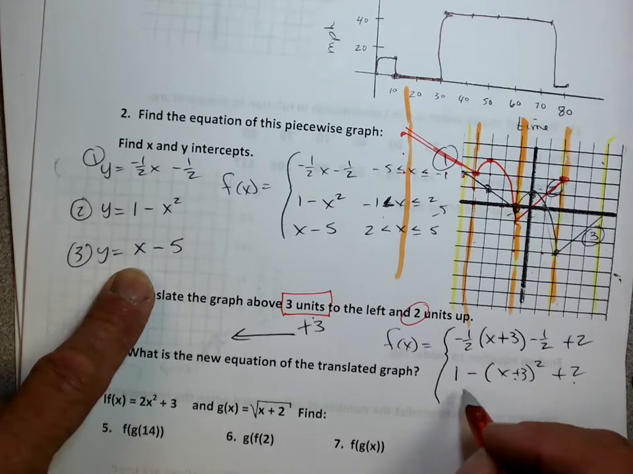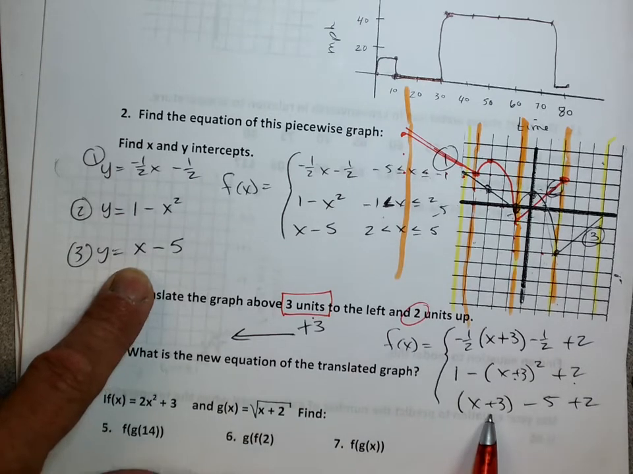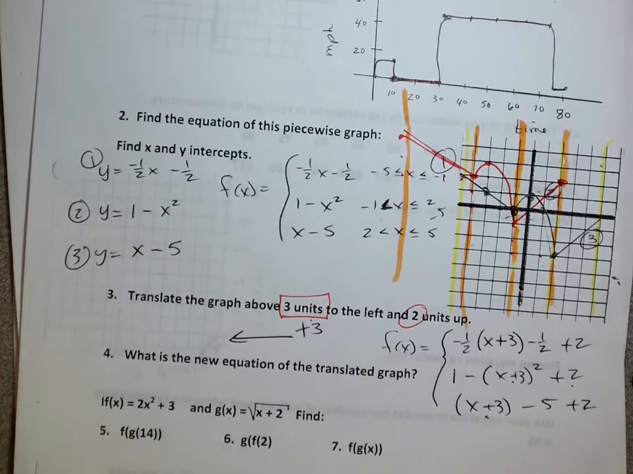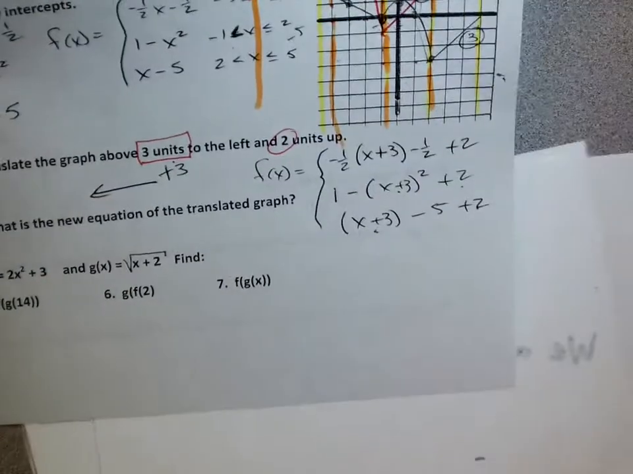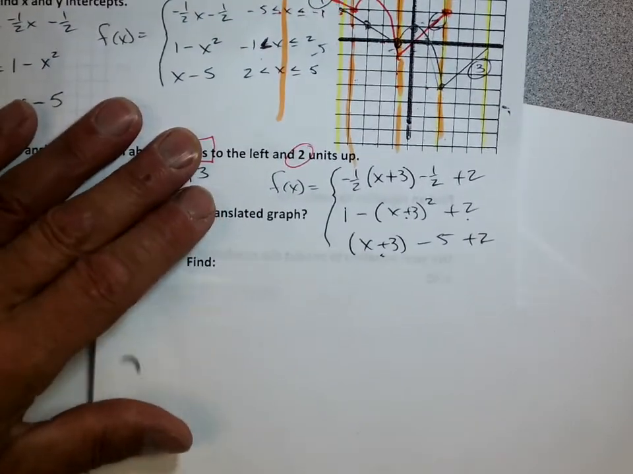Graph 3 is going to be (x + 3) minus 5 plus 2. Here's my horizontal movement, and there's my vertical movement, okay? Now, I'm going to simplify these briefly. I'm going to use another piece of paper to do this because I'm going to need a little bit of room to do these, okay?